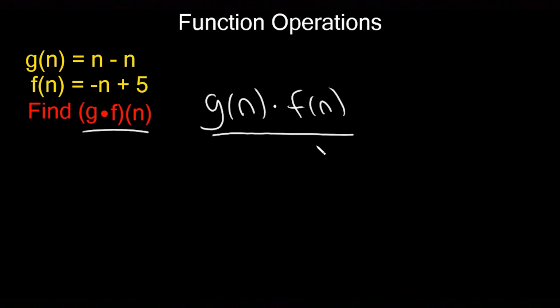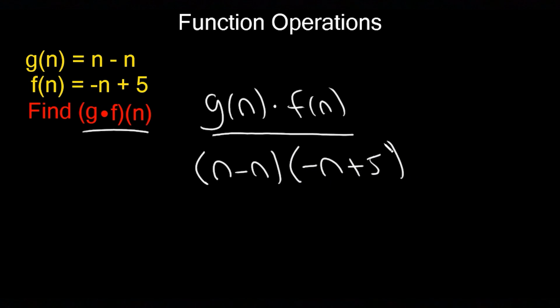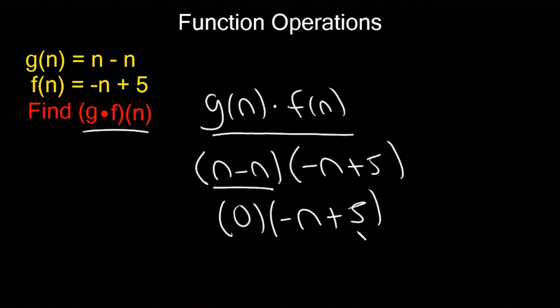So what is g of n? G of n is n minus n. So I'm going to put here n minus n, and then times f of n, which is negative n plus 5, okay? Now, think about this logically here. Typically, we'd have to do FOIL, first outside, inside, last. But if I have n minus n, what does that tell you? Well, it tells you that this whole part here is going to be 0. So I have 0 times negative n plus 5, meaning the whole problem is going to be 0. That's it. So here's my answer right here. So g times f of n is going to be 0.